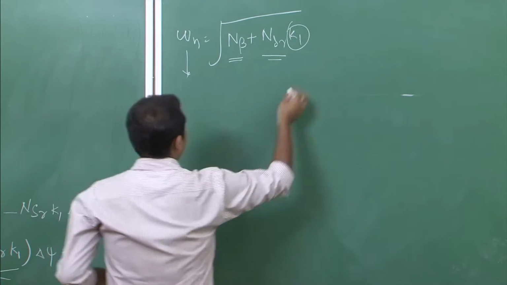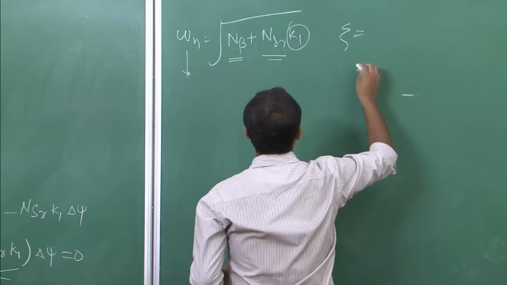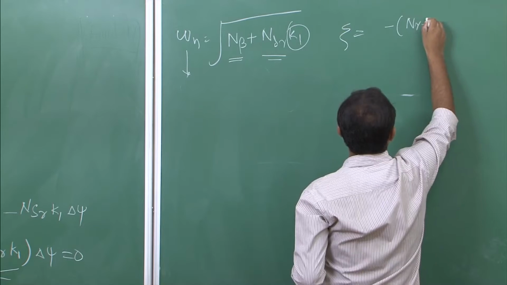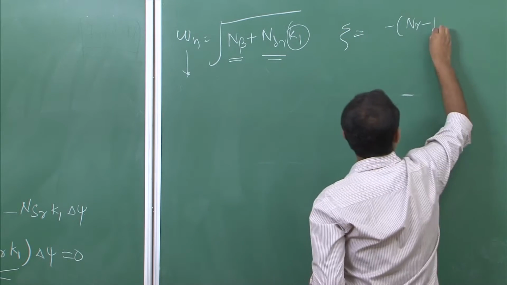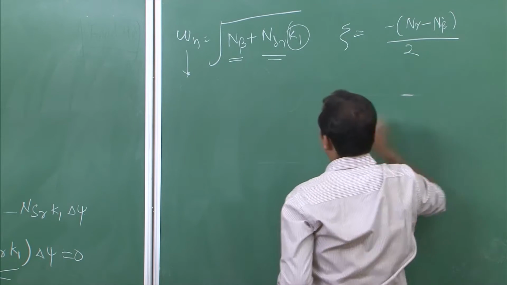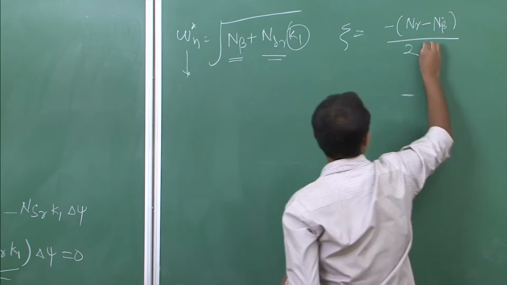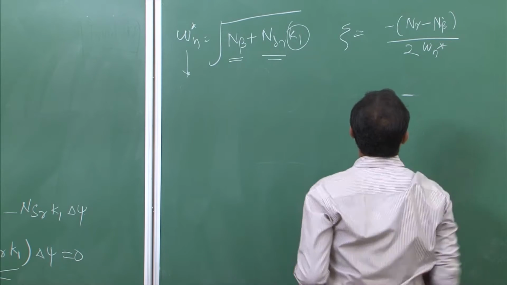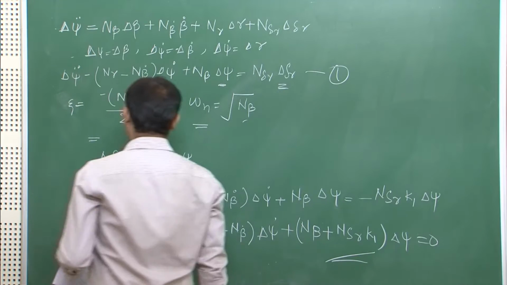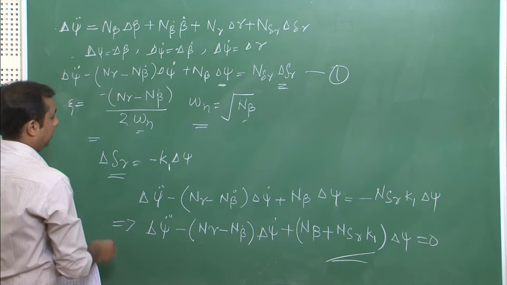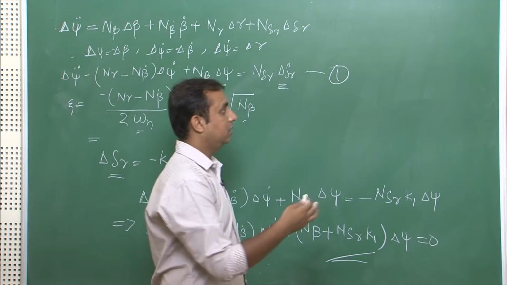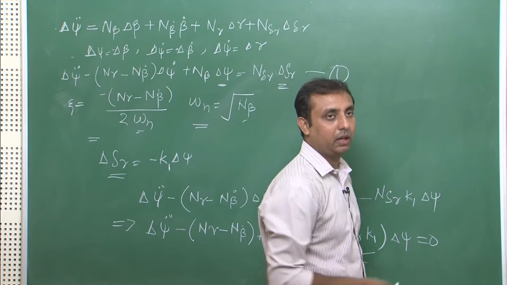And similarly your zeta will be minus n r minus n beta dot by 2 times this new value of omega n star. So you can see that by substituting your delta r in terms of the state variable you want to change, you can change your new system's zeta and omega n.